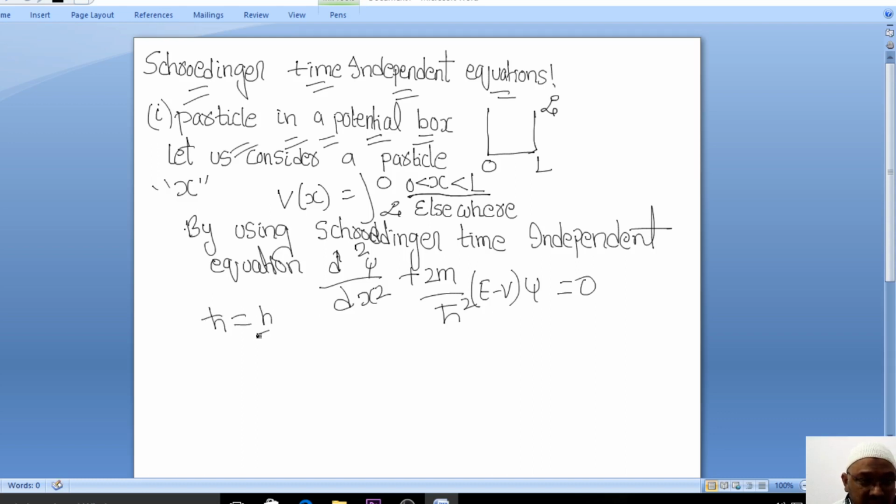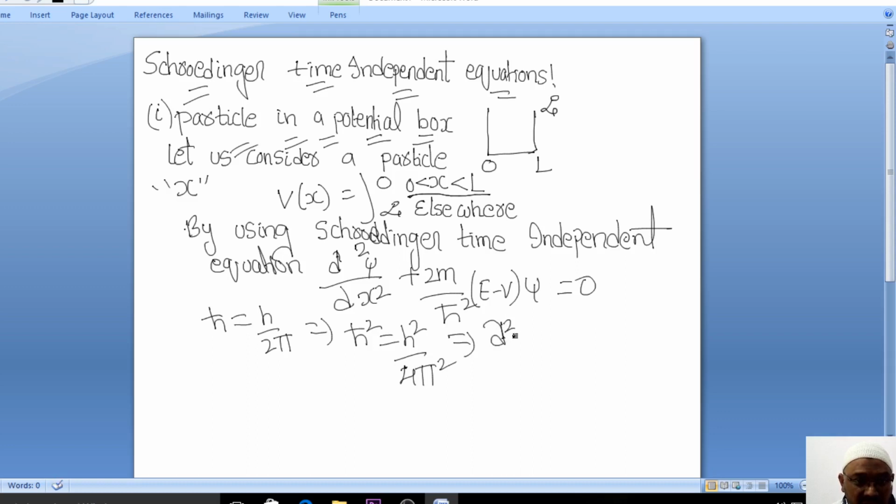H bar is nothing but h by 2 pi. So if I write here h bar square, that will be written as h square by 4 pi square. You got it? This h bar is nothing but h by 2 pi. H bar square will be h square by 4 pi square. So I can rewrite this equation.